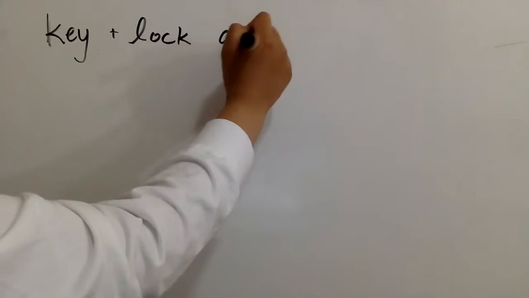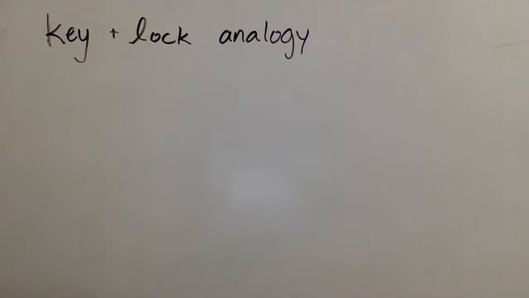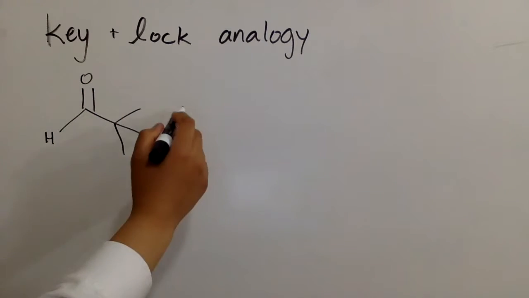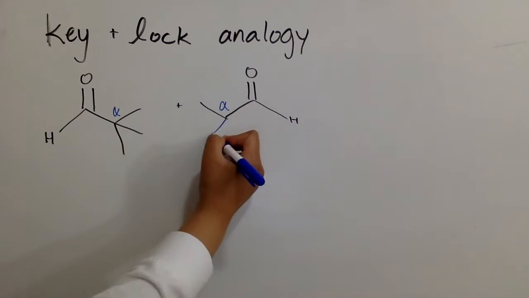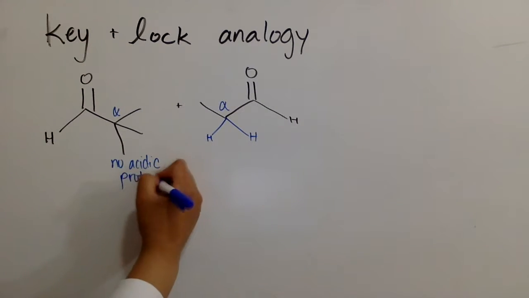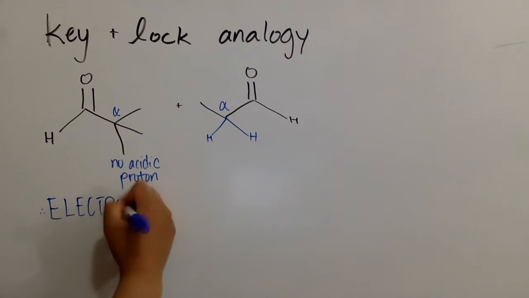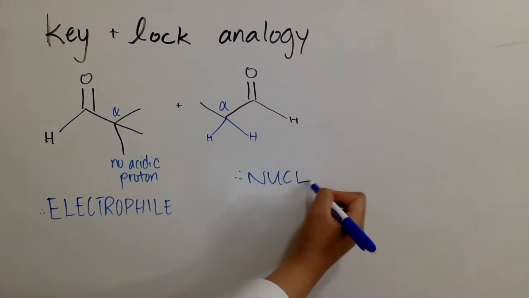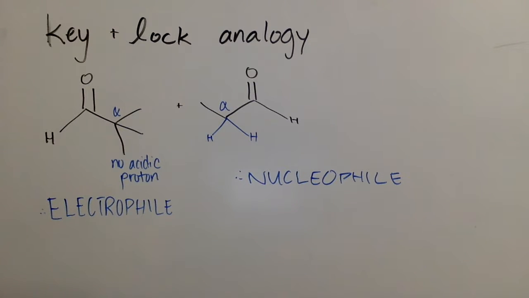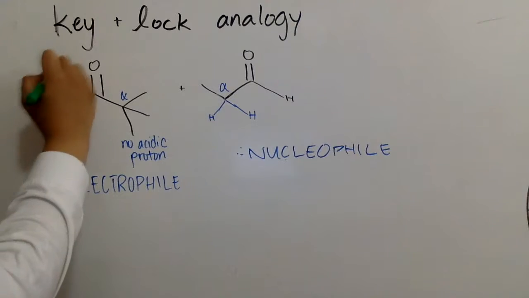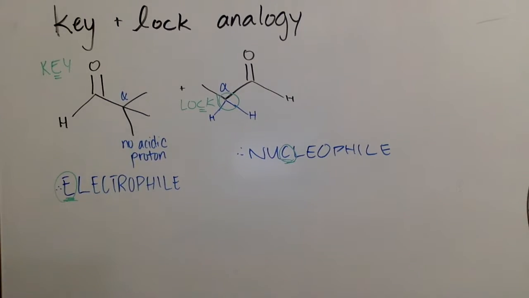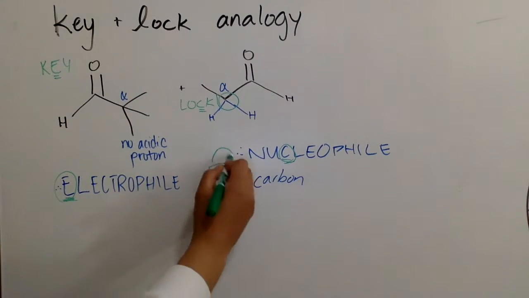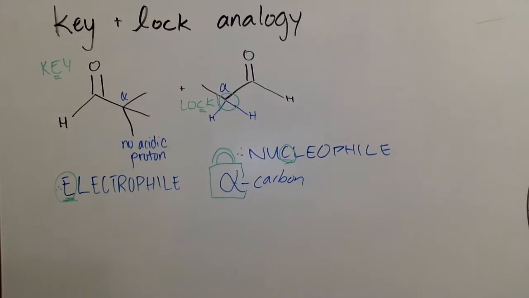Here's an analogy that might help you with predicting the final alpha-beta unsaturated carbonyl compound. I call this the key and lock analogy. Given two compounds, determine which one is the electrophile and which one is the nucleophile. The electrophile will pose as the key, E with the E, and then the nucleophile will pose as a lock, C with the C. Imagine the alpha carbon as the padlock.